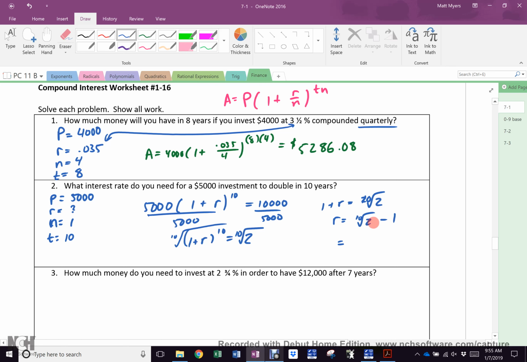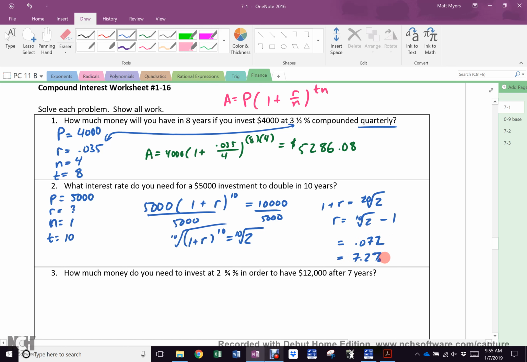Nobody? Well, then I guess I will have to find it. I did not want to, but... 1.07 is the 10th root of 2, minus 1, so 0.07, and then I'm sure there's some more decimals. What? Give me one more. 0.071. Now, is that a percent? 0.072. Is that a percent? No. How do I make that a percent? 7.2%.